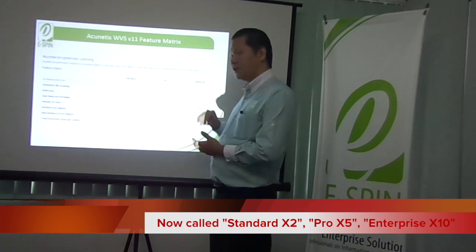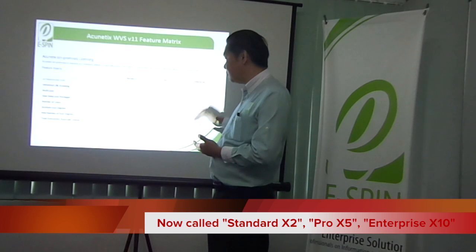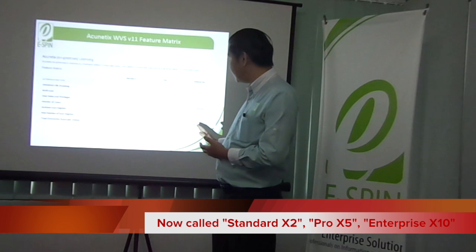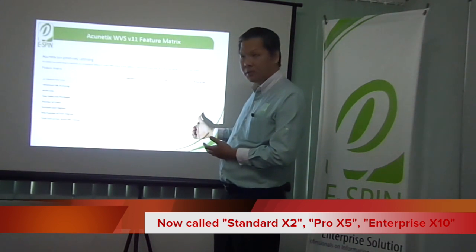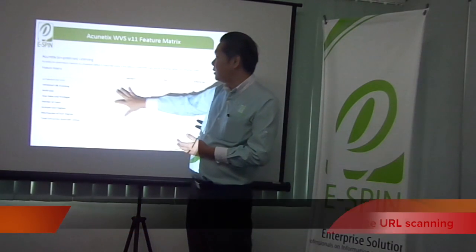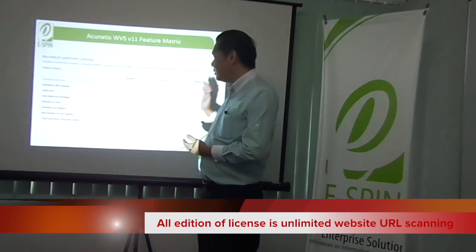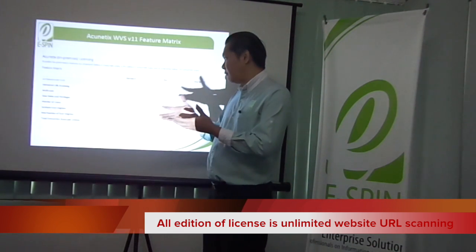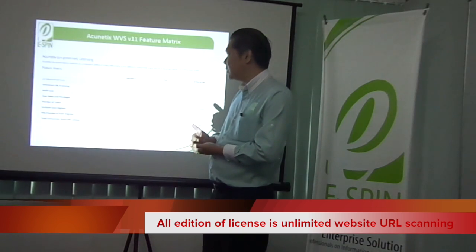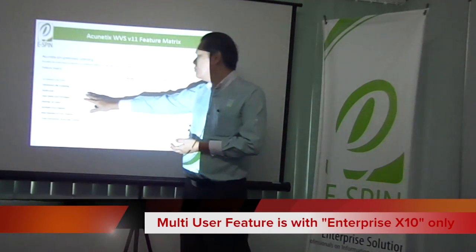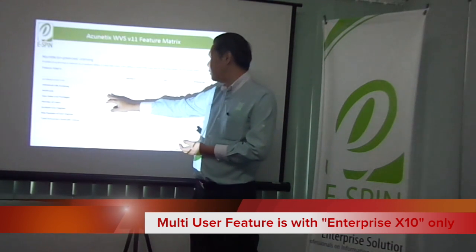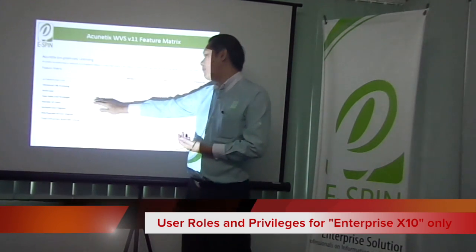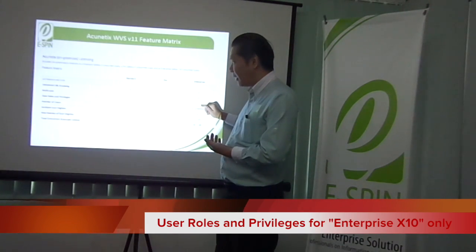And then Enterprise is for 10 instances, or actually from this version it can go more, right? 2, 5, 10 or 100, because you can deploy multiple scan engines. So, quickly to see here, all the versions are still the same. It is still unlimited website scanning from when you install the license. The multi-user feature from this version is only available in the Enterprise edition, and user role and privilege, of course, is for the Enterprise edition.